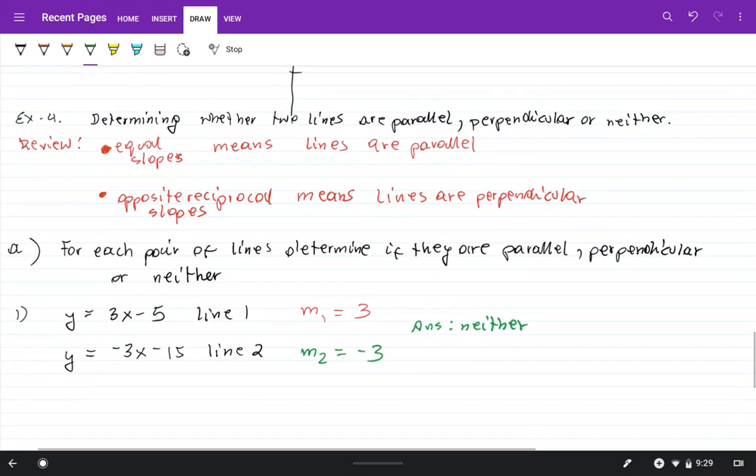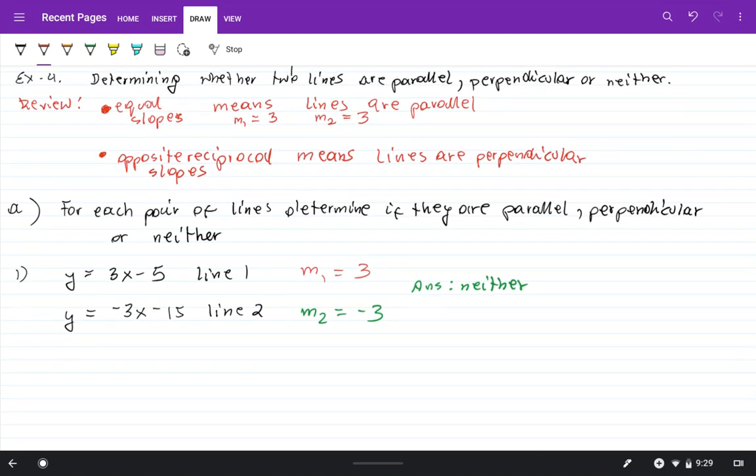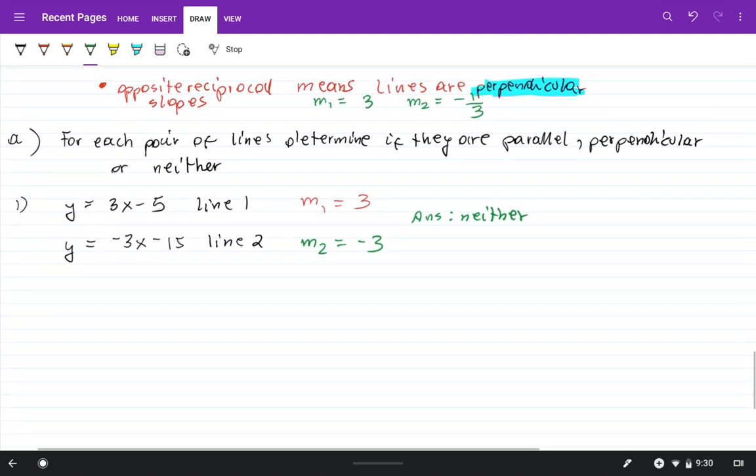Okay, so again, just remember, lines are parallel if the slopes are equal. So let's say if m1 is equal to 3 and m2, the second line, has a slope equal to 3, the lines will be parallel. Lines are perpendicular if, let's say, slope 1 is equal to 3 and the slope of line 2 is the opposite reciprocal, which is negative 1 over 3. So that's what we're looking for. Since none of those conditions apply, those lines are neither, which means they intersect but not at a 90-degree angle.